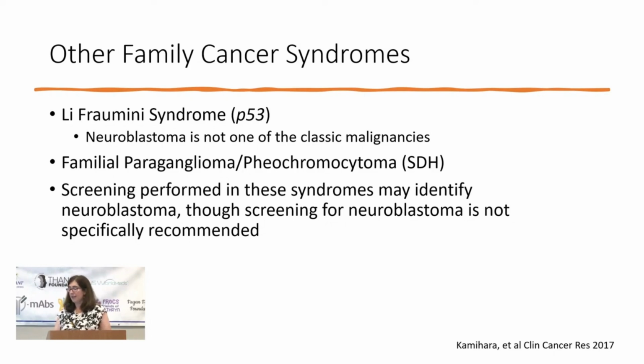And here, this next one, this familial paraganglioma or pheochromocytoma syndrome, neuroblastoma, again, is not the classic diagnosis associated, but has been reported in these, and these patients are at risk for other adrenal tumors as well. So screening in these patients is not really targeted at neuroblastoma screening, so often does not include things like urinary catecholamines, but the screening that would be done for a variety of cancer types in these patients may pick up things like neuroblastoma when that's done.